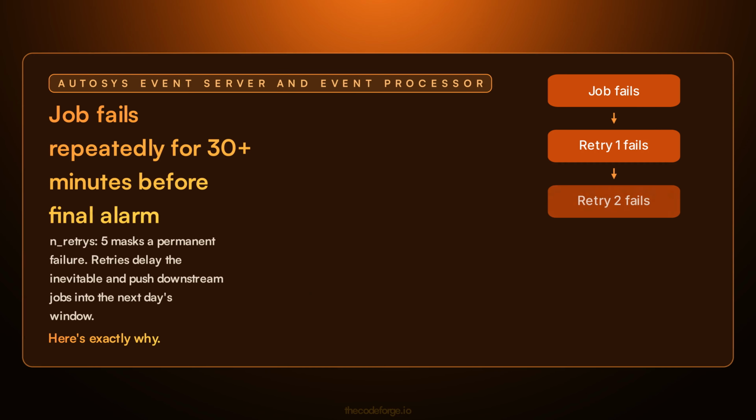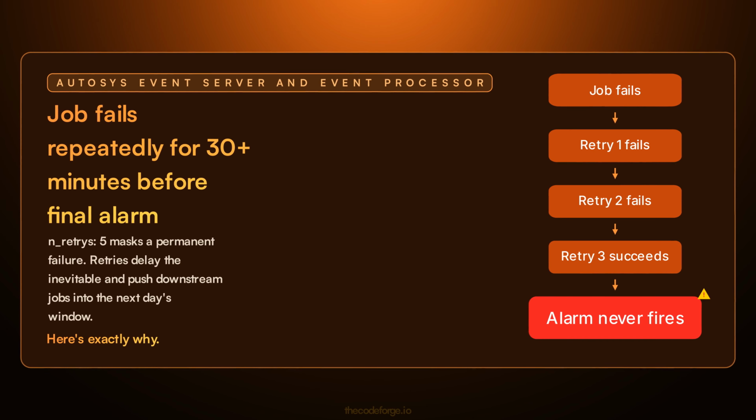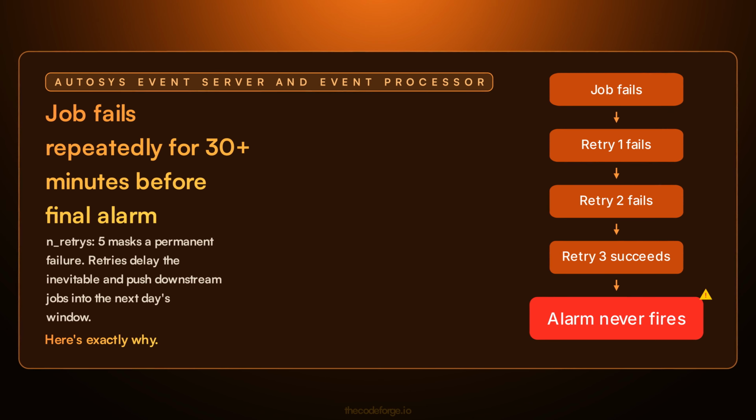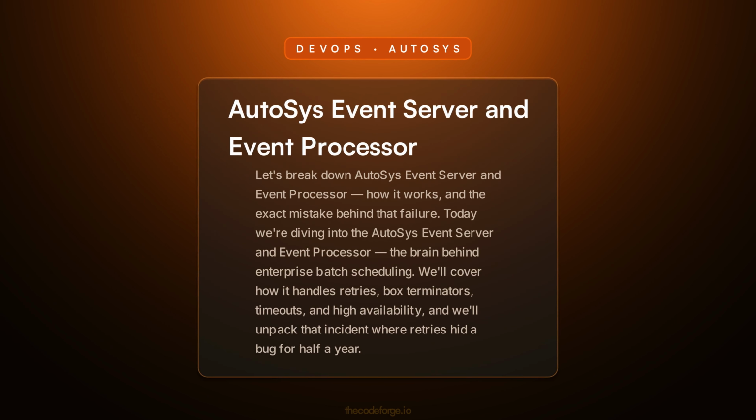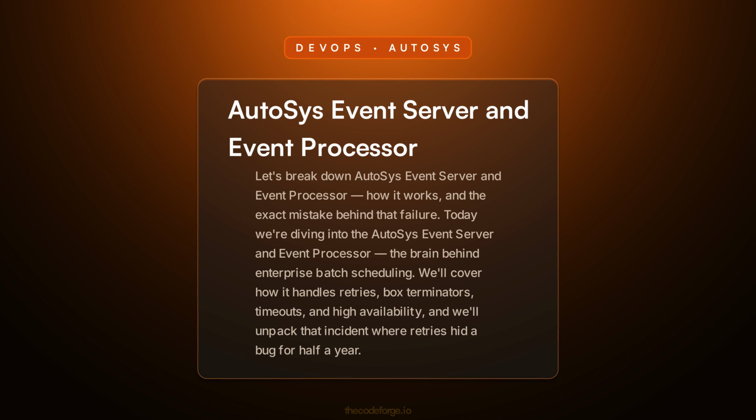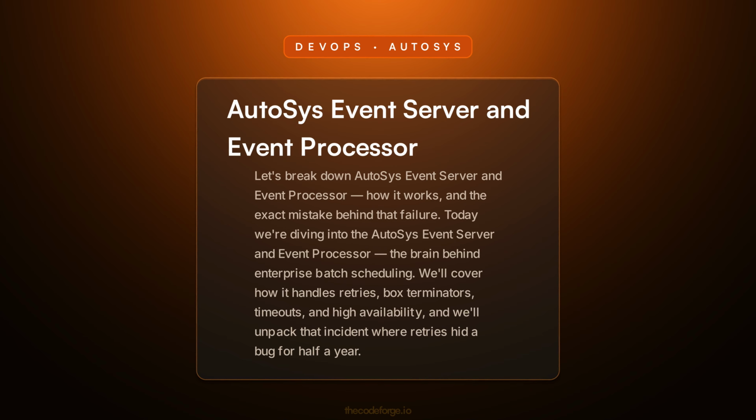A job fails for 30 minutes before anyone notices. Retry 3 always works, so the alarm never fires. But the root cause is permanent, and it's been hiding for months. Let's break down AutoSys Event Server and Event Processor, how it works, and the exact mistake behind that failure.